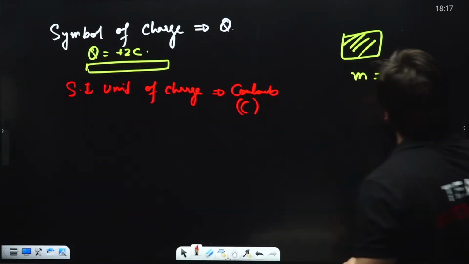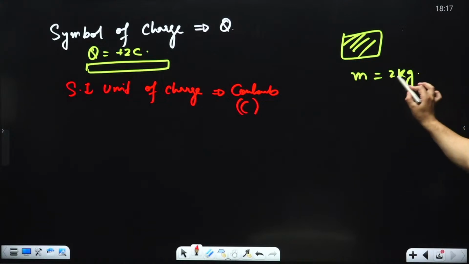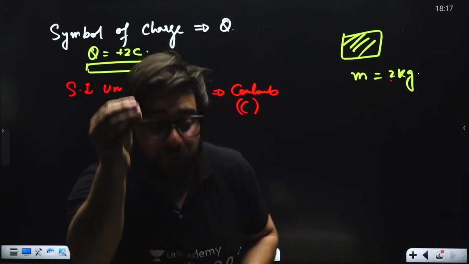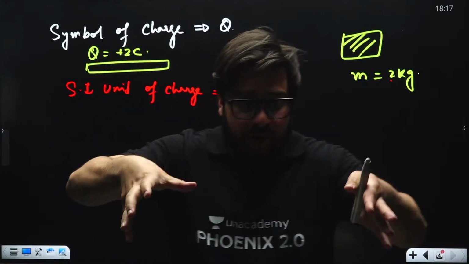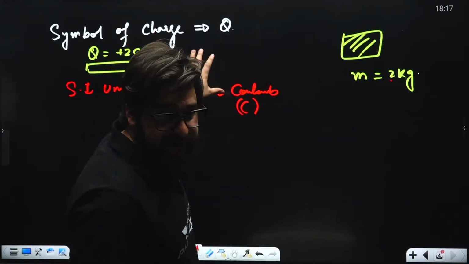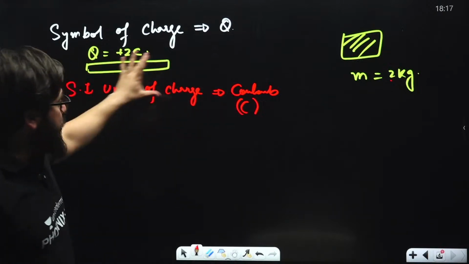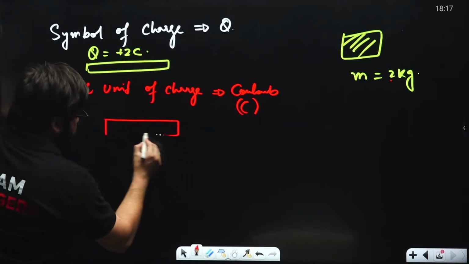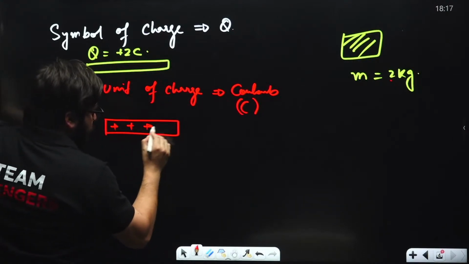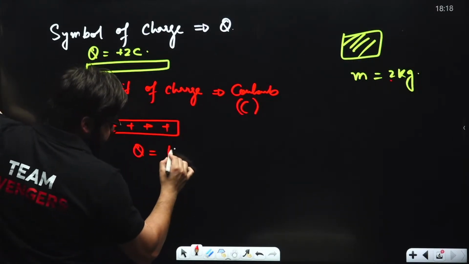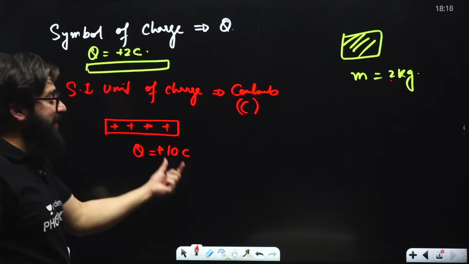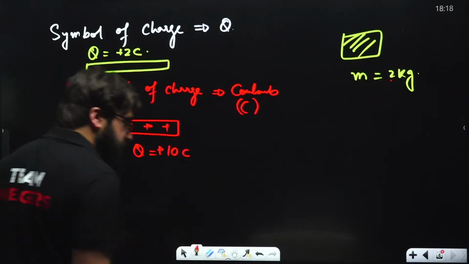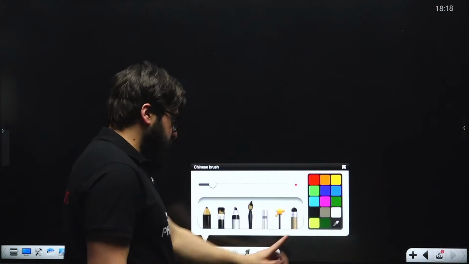Like we say the SI unit of mass is kg, so we measure mass in kgs. Similarly, we measure charge in coulombs: 2 coulomb charge, 3 coulomb charge, 10 coulomb charge. So simply, the SI unit of charge is coulomb. Say I have one more rod over here. On this rod, let's suppose Q is equal to 10 coulomb charge. You do not say 10 kg charge, you say 10 coulomb charge. So this was the information about the charge.